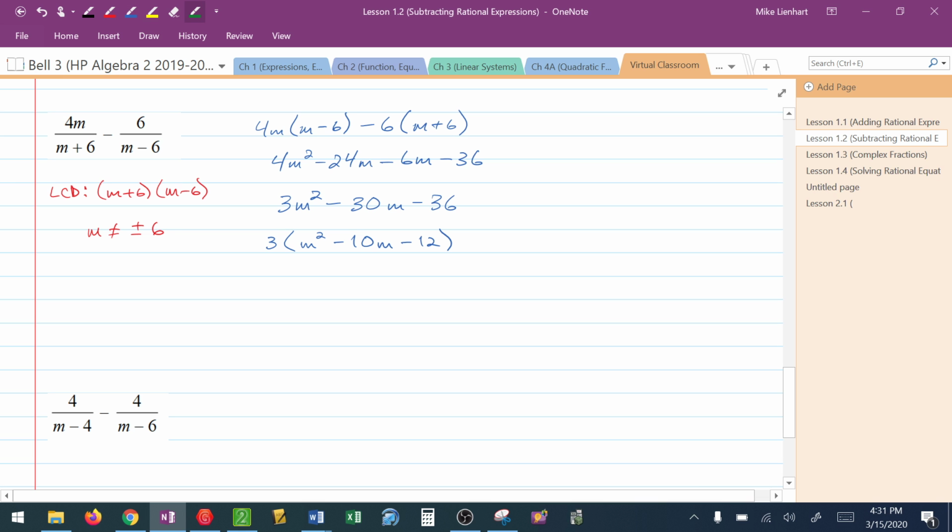My end result would be 3 times m squared minus 10m minus 12 divided by m plus 6 times m minus 6 with a restriction of m cannot equal plus or minus 6.